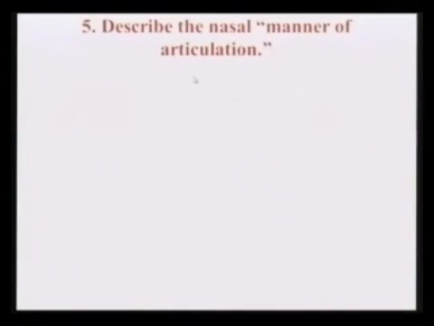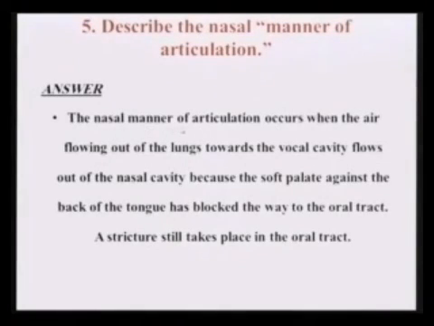Describe the nasal manner of articulation. What does nasal mean? This is manner. Nasal manner of articulation occurs. We said manner is how the air coming out of the lungs behaves. It comes out of the mouth, it comes out of the nose, it stops and builds pressure and comes out plosive, it comes out from a narrow place and makes a fricative. How does it behave, the air coming out of the lung?